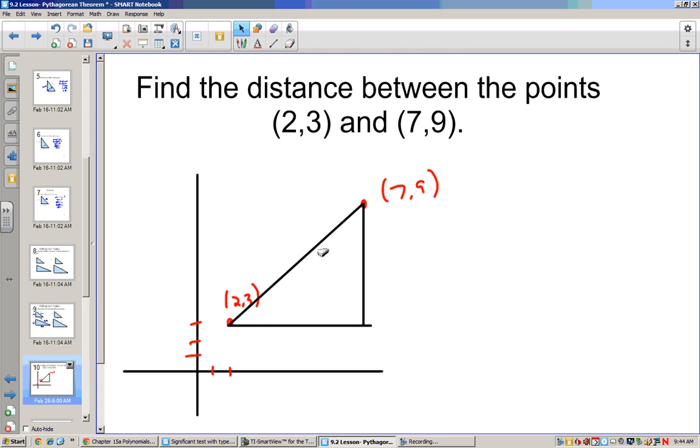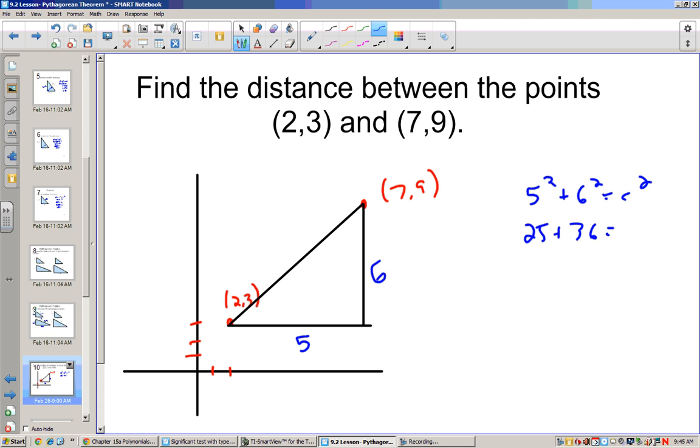So from (2, 3) to (7, 9), going from 2 to 7 is 5. Going from 3 to 9 is 6. So once I have that, I can just use the Pythagorean theorem to find out what that distance is. 5 squared plus 6 squared is equal to c squared, or 25 plus 36 is c squared. That's going to be 61. Now if I take the square root of that, that'll be the distance.